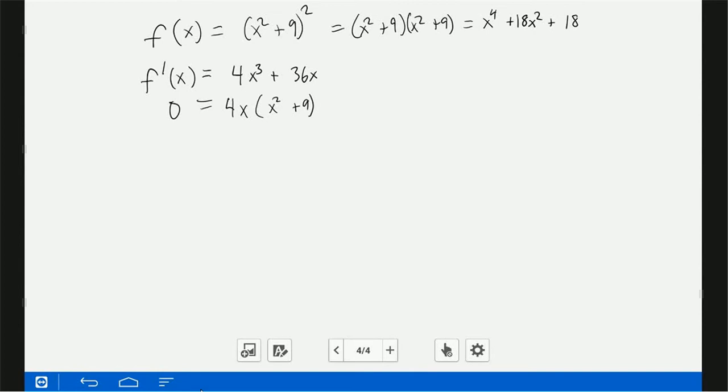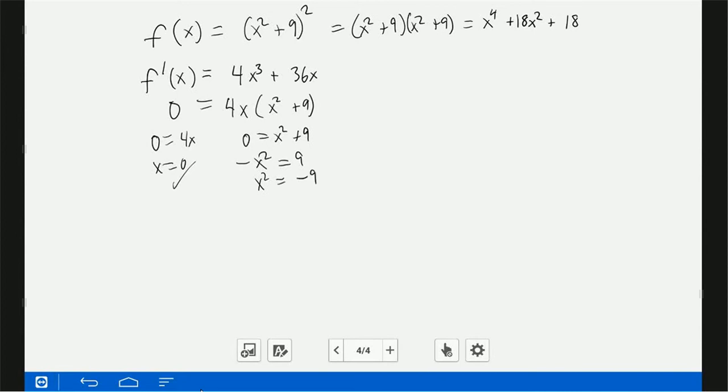Okay, so we can pull a 4x out. So 0 equals 4x, 0 equals x squared plus 9. So we're going to have x equals 0 from that one. That's critical. This one, let's move the x squared over, divide through by a negative. Okay. Have an issue here.